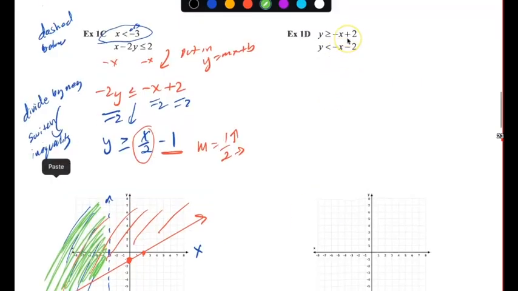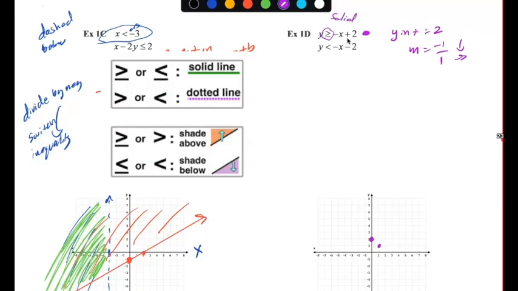Let's look at this one. Y is greater than... look at both ones, slope intercept are nice. So right here, my y-intercept is 2. My slope is -1 or -1 over 1. I'm going to go down 1, right 1, like that. It is solid and it's greater than, so I'm going to shade above. So let's graph that. Solid line, and we're going to shade above.